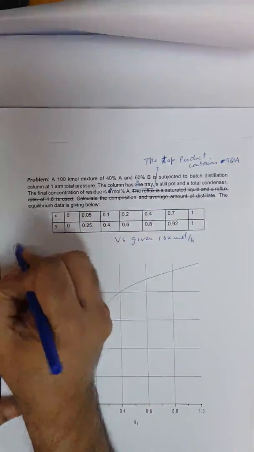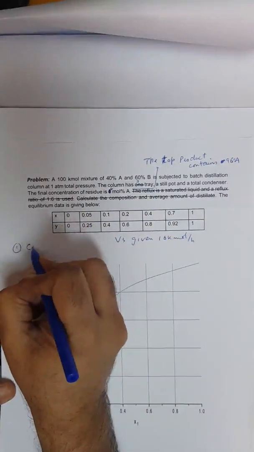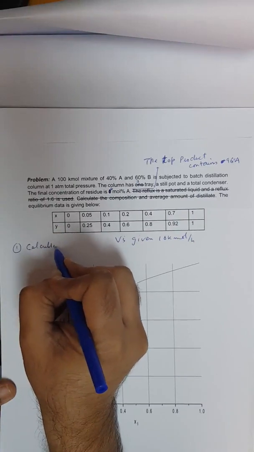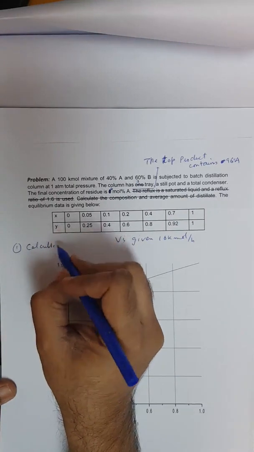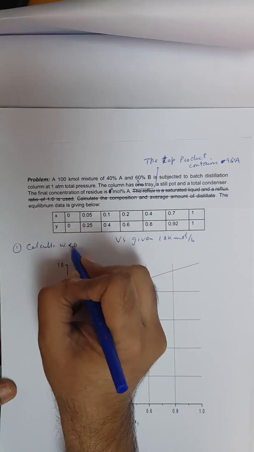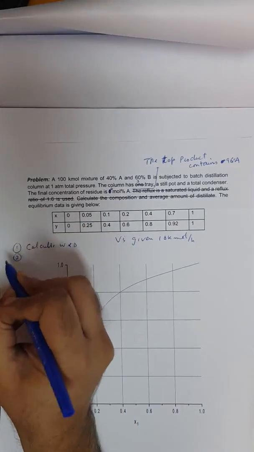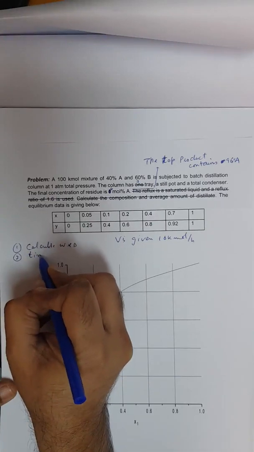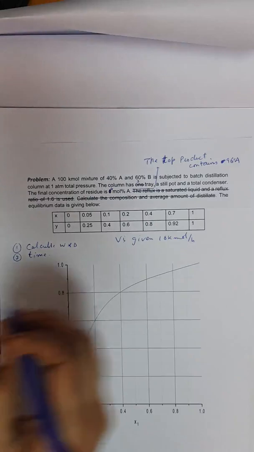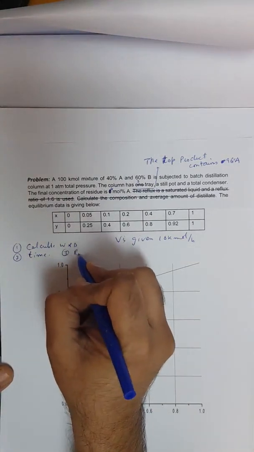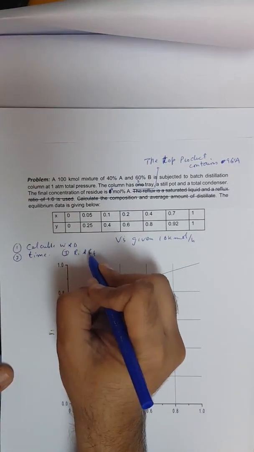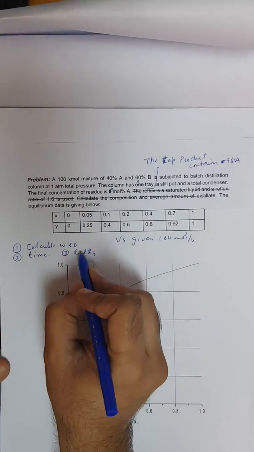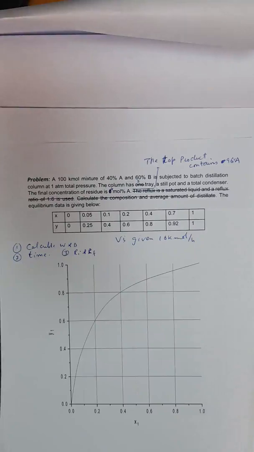We say first we need to calculate W and D. Second, we need to find time. If you want, we can add also initial flux and final flux. You cannot find time until you know the initial flux value and final flux value.